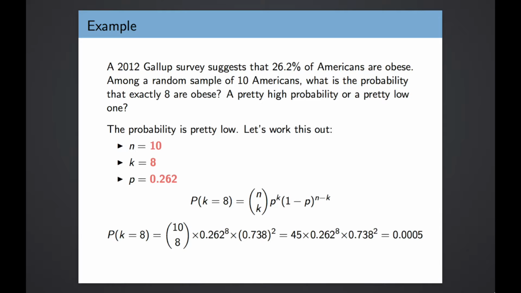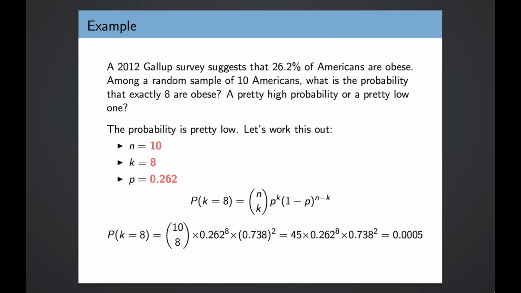So just take those numbers and plug them into this formula that we have. And we find that the probability K is 8 is equal to 10 choose 8 times P to the 8th, so 0.262 to the 8th, times 1 minus P to the N minus K, so 0.738 to 2, which comes out to be 45 times 0.262 to the 8 times 0.738 to the second power, which is equal to 0.0005, or 1/20th of 1%.